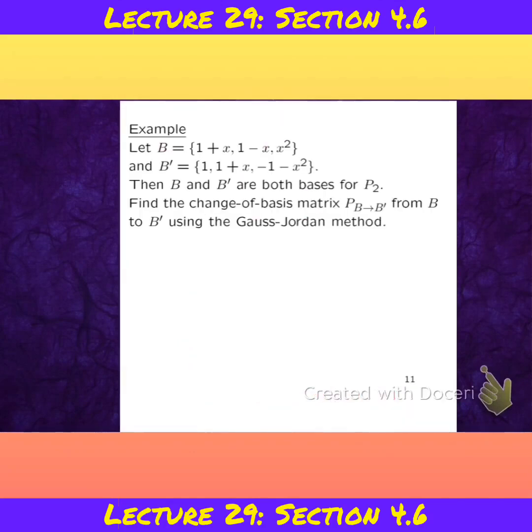Alright, so let's look at an example. We look at P2, we look at the basis B and the basis B prime there, and we are asked to find the change of basis matrix P from B to B prime. So B is my old basis, B prime is my new basis, using the Gauss-Jordan method.